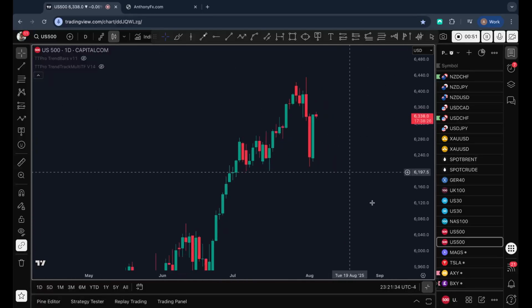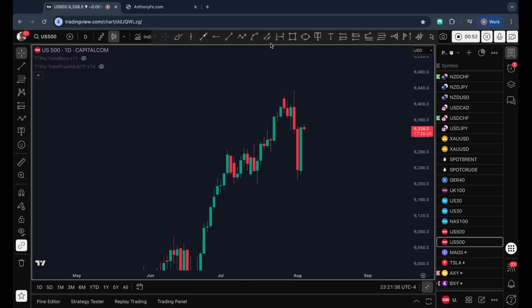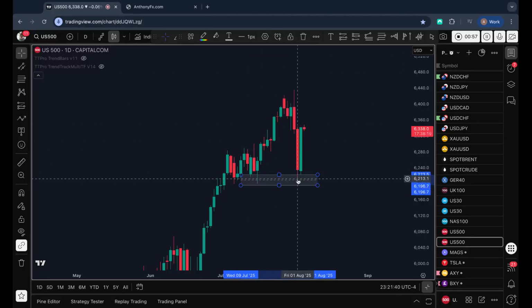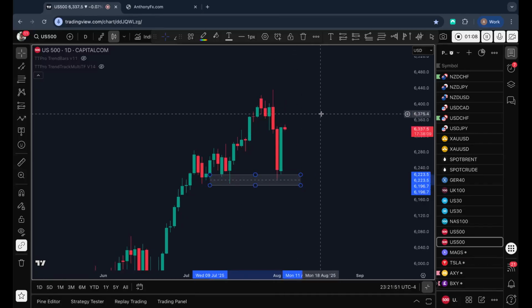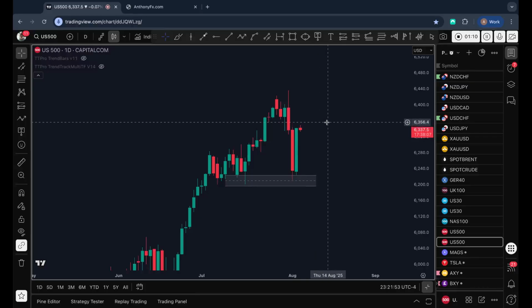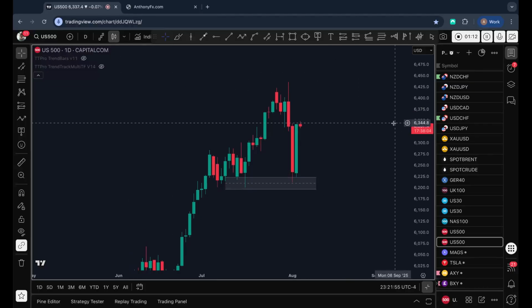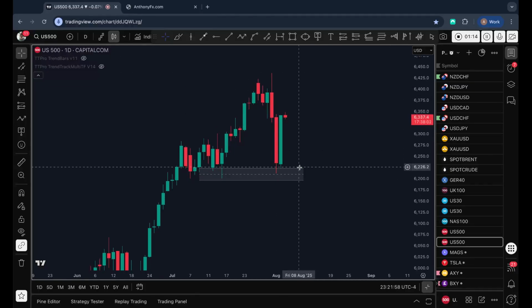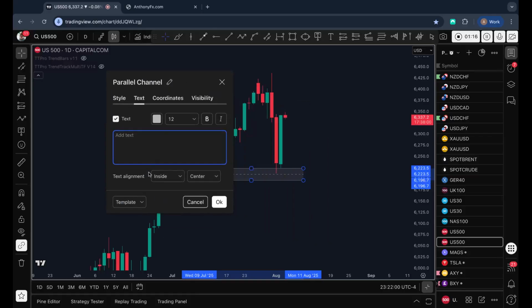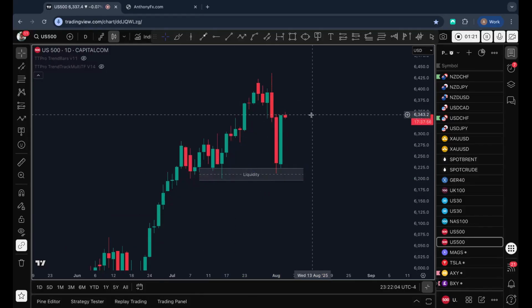Okay, deep pullback. It runs into liquidity under here, and look at the reaction off that. Big money distribution, bang, down it goes, and it hits these orders sitting under here, sell stops, etc. Strong reaction. So the question is where to from here? I'm always looking at this from a liquidity standpoint. Where is the liquidity? Let's mark it up, plan it out, and see where to next.